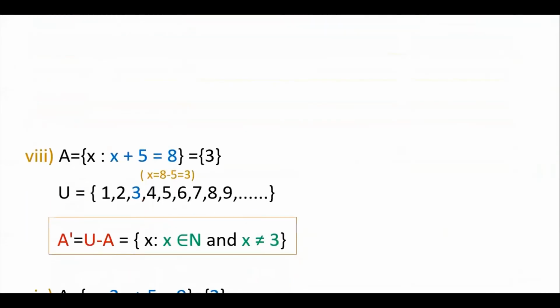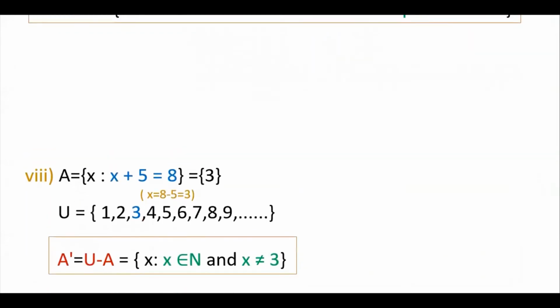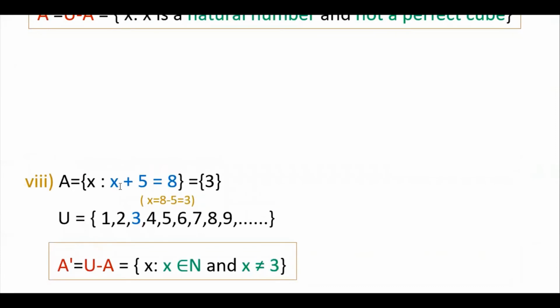And next one, this is the 8th one. Here, x such that x plus 5 is equal to 8. If you solve this equation, x is equal to 8 minus 5, that is equal to 3. Only one element. A contains only one element. If you exclude that element 3 from this universal set of natural numbers, you have to write the complement of this set is equal to x such that x belongs to N and here x does not belong to 3. Only it does not belong to 3.